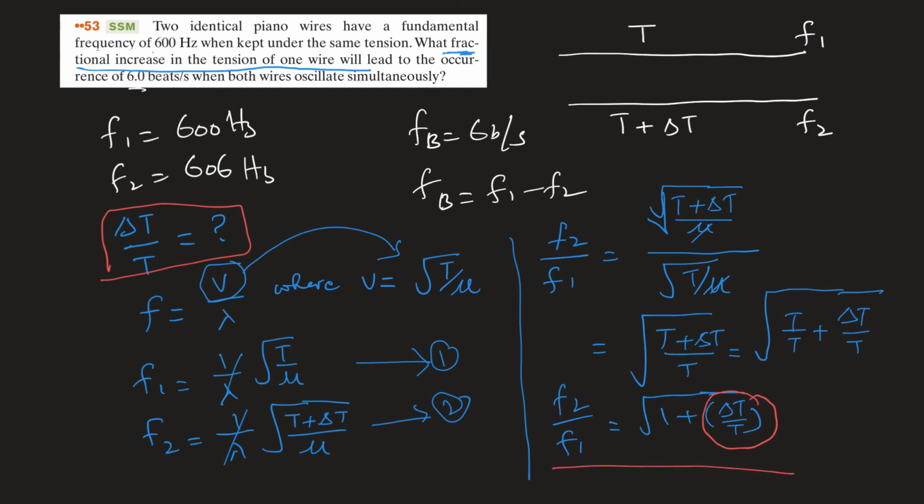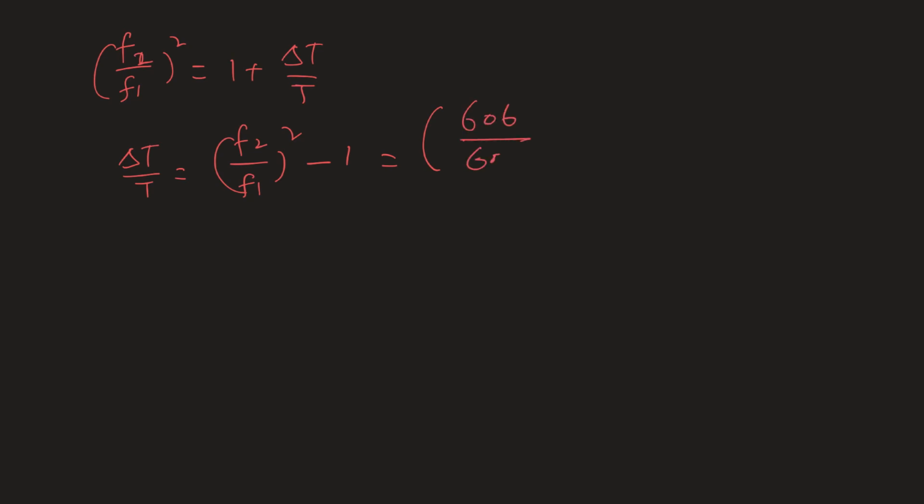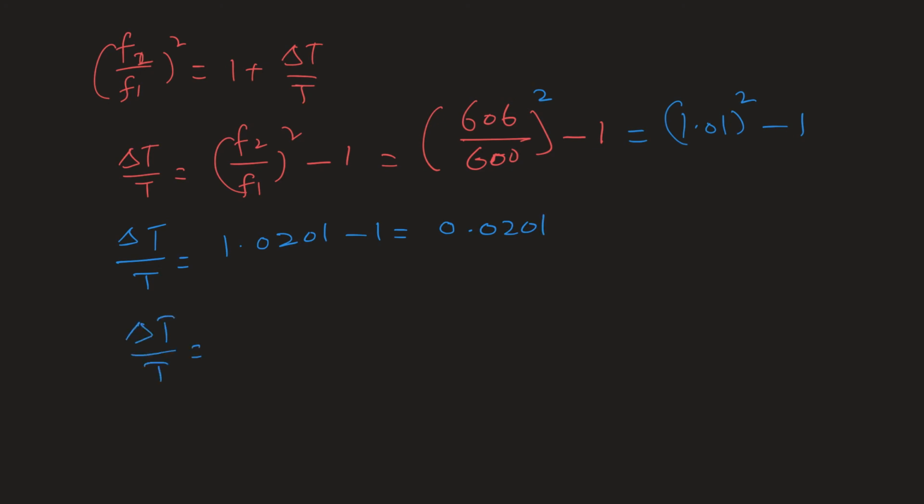So we will square both sides, then we will get F2 upon F1 whole square equal to 1 plus delta T upon T, or delta T upon T is equal to F2 upon F1 whole square minus 1, and we know the value of F2, which is 606 divided by 600, minus 1. So 606 divided by 600 is equal to 1.01, whole square, minus 1. Delta T upon T is equal to 1.0201 minus 1, and this is equal to 0.0201. So delta T upon T is approximately 0.02.